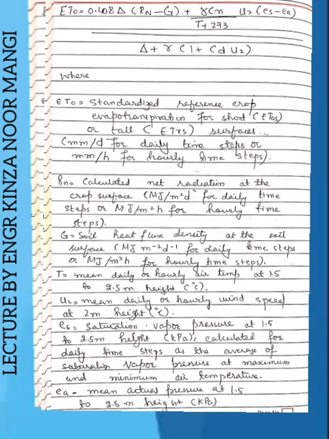T is the mean daily or hourly air temperature at 1.5 to 2.5 meter height. It is in centigrade, but in the formula it is T plus 273, because we want it in Kelvin. This factor, 273, is added for the conversion of centigrade to Kelvin. Another term is the mean daily or hourly wind speed at 2 meter height, which I have already discussed.